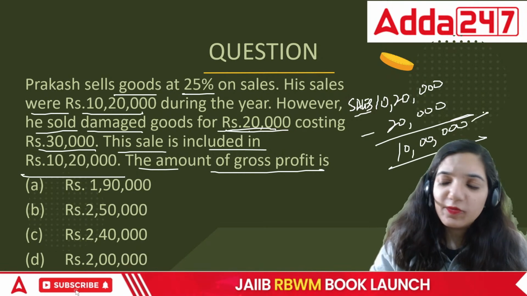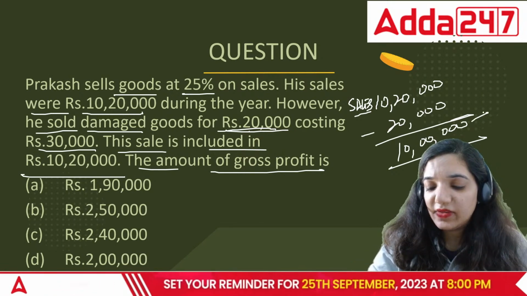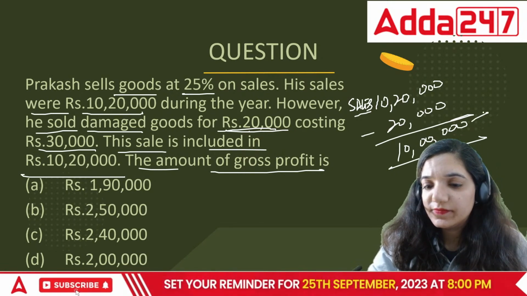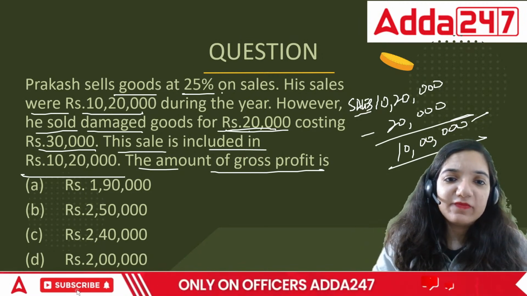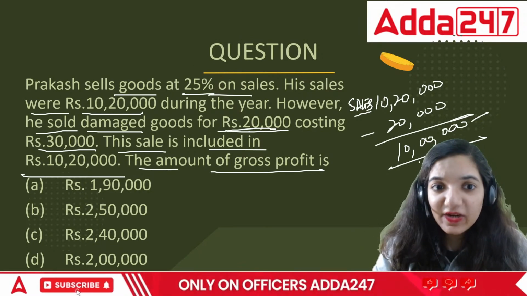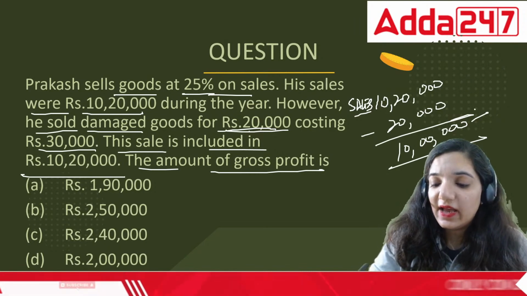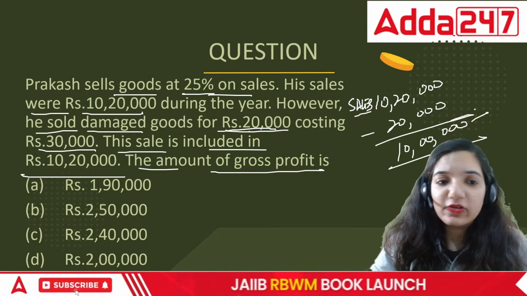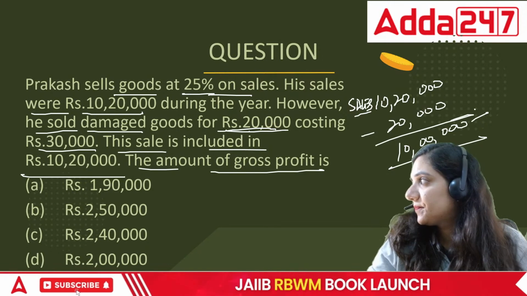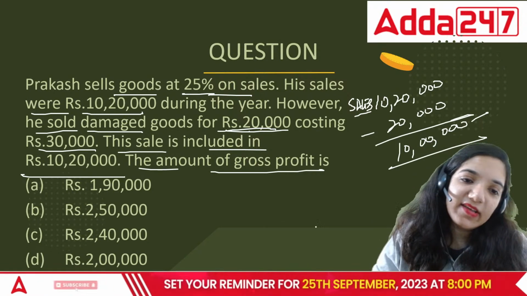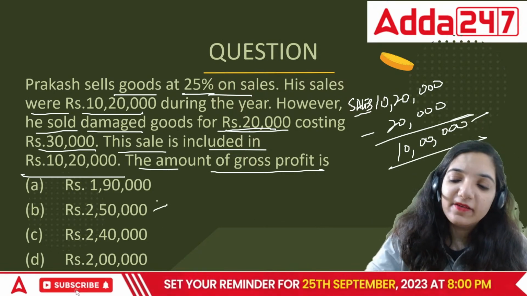Our total sales should be of 10 lakh, and this 10 lakh is something on which we are having 25% on sales. If our selling price is 10 lakh, then 25% of it would be the GP. So in this case, the correct answer is going to be 2,50,000.